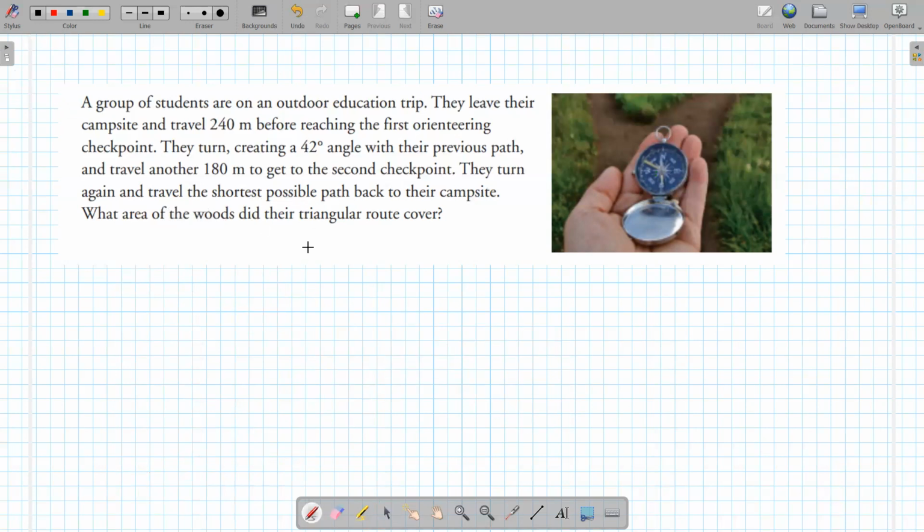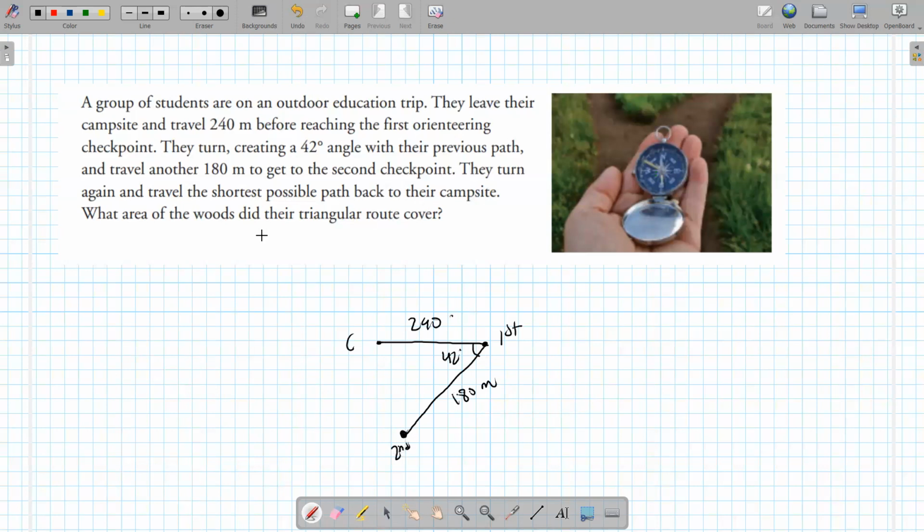Anyways, let's look at this question. How hard could this possibly be? So let's say this is their camp. They travel 240 meters before meeting their first orientation checkpoint. All right, so this is our first checkpoint. They turn, creating an angle of 42 with their previous path. They can only go this way. This angle is 42. And travel another 180 meters. So this is 180, this is 240 to get to the second checkpoint right here.